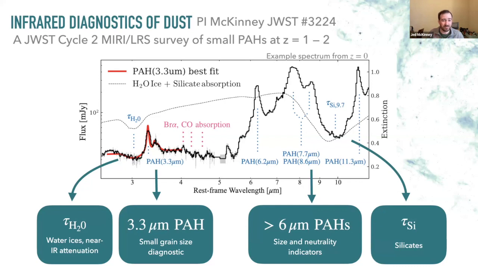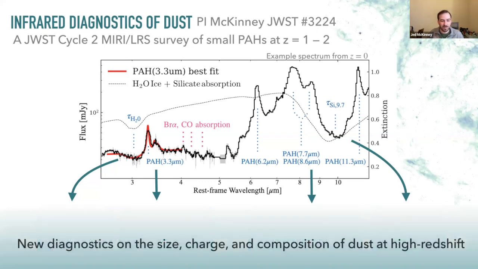We might detect really strange stuff like Brackett alpha and carbon monoxide and carbon dioxide absorption. That's going to be really incredible. But all of these are really just giving us new diagnostics on the size, charge, and composition of grains in the early universe for the first time.